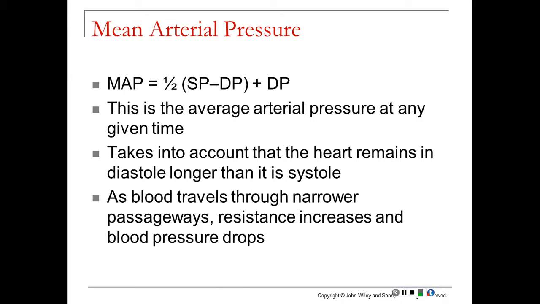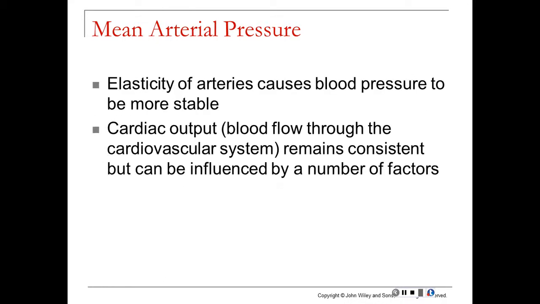As the blood travels through the narrow passageways, resistance is going to increase, and then the blood pressure drops. Your mean arterial pressure is also dependent on the elasticity of the arteries. So the elasticity of the arteries is going to cause your blood pressure to become more stable. As you get older and more plaques begin to build up on your arteries, they become less elastic, and they also become more narrow, and that's going to ultimately affect your mean arterial pressure.